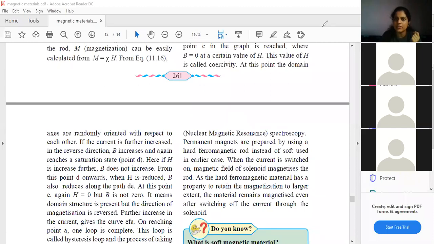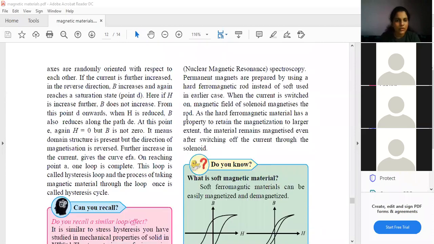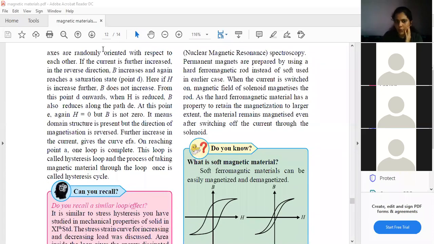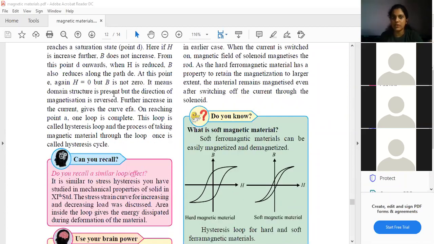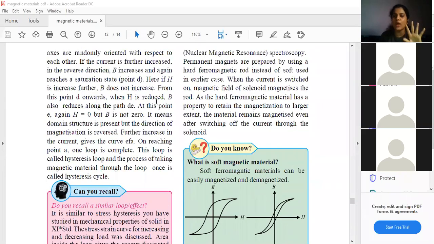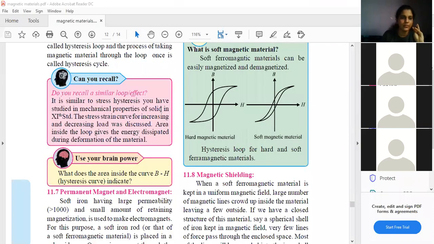I think the same thing is written further in the textbook. So after the lecture is done, you can read the hysteresis part once, whatever I explained, because I'm running out of time, so I'm not reading it. And if you have any doubt, you can ask me. Okay, all right.